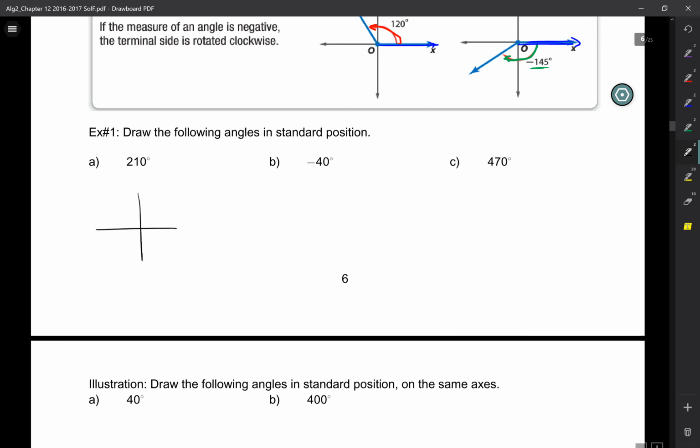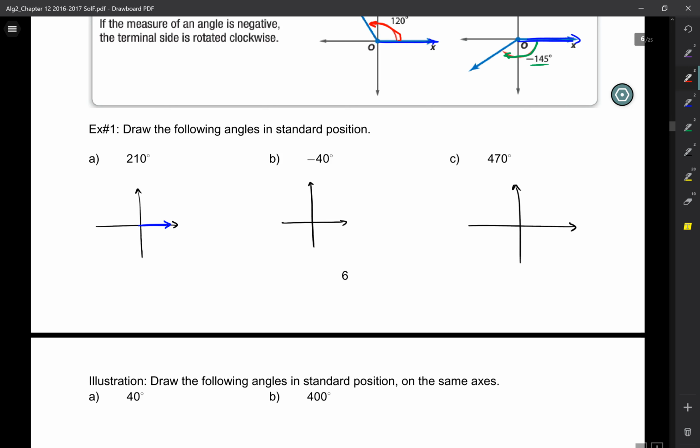We're gonna need our axes. Okay, all right, so the first one, 210, here is the initial side. It's positive 210, so I'm going to go clockwise. I'm sorry, counterclockwise. So look, 90 degrees, 180 degrees, a little bit more to 210 right there. That's 210 degrees. It doesn't have to be NASA precise, okay? But it does have to be in the correct quadrant, all right?